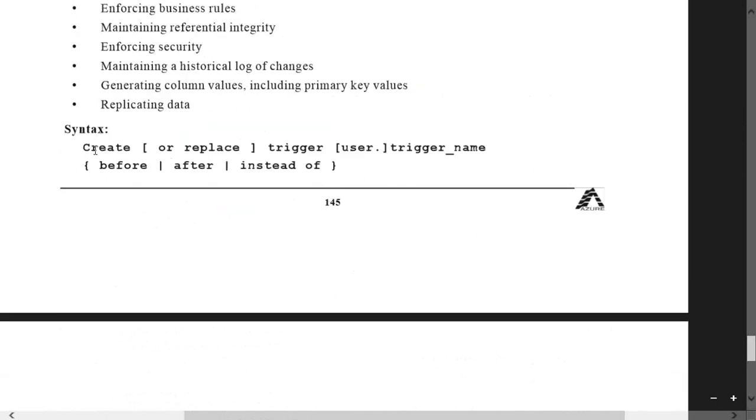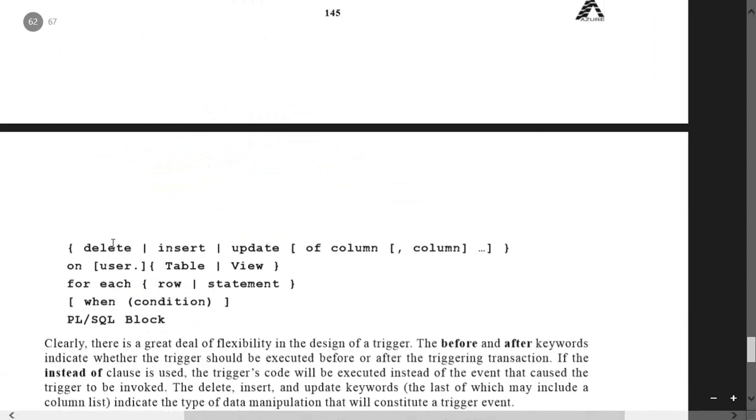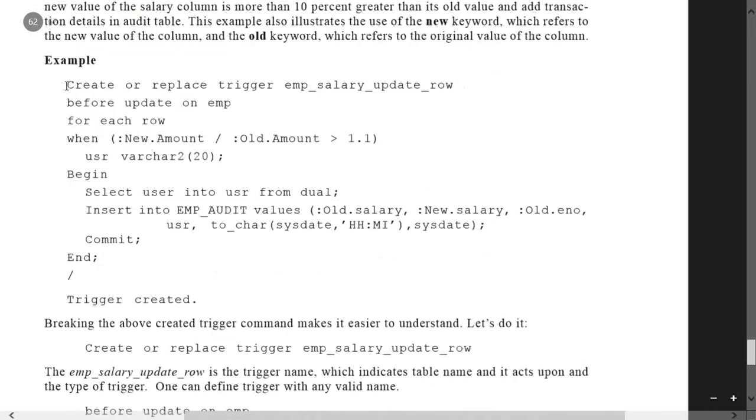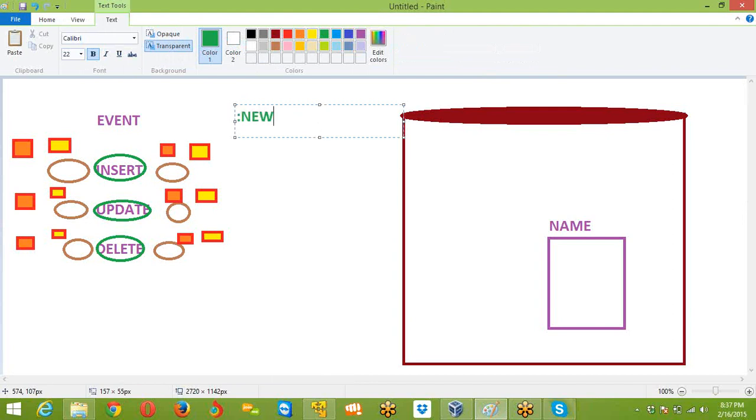The syntax for creating a trigger is: create or replace trigger name, before or after or instead of, delete or insert or update, for each row, and then you write your PLSQL block. See here, this is an example. Create or replace trigger emp_salary_update_row is the trigger name. It executes before update, so before the update statement it executes on EMP. Here, what is :new and what is :old? Please try to understand this, it is also important. :new means new values coming from the command. :old means old values available in the table. Got it?